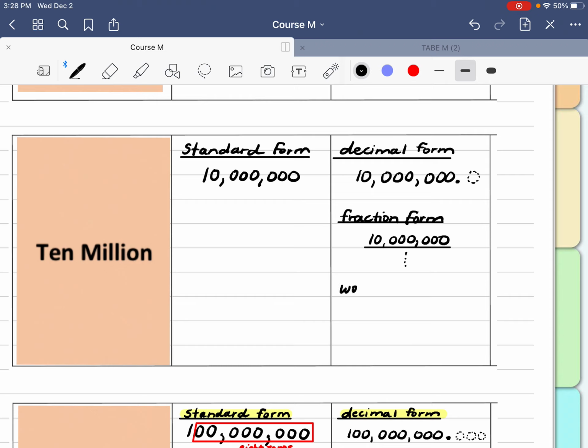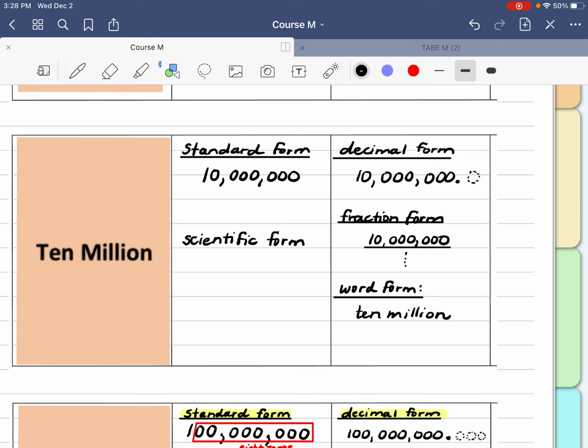Word form is just 10 million. We've already got that really on the door. That's not going to change too much. So now let's write our new one. This is, to me, the toughest one. You may disagree with me though. So scientific form.